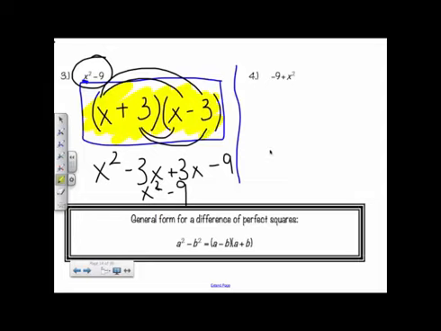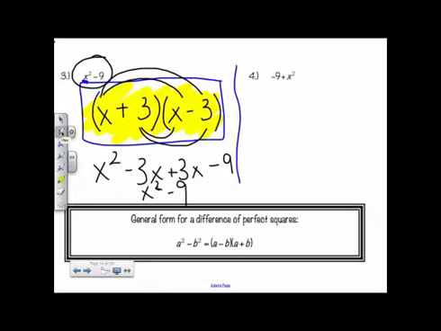Now, question number 4 is a little bit trickier because if you look at it, it's not really in this format where it's a squared minus b squared. It's really negative a squared plus b squared. So what I'm going to do is rewrite this in a different order so that I can see this a little bit better and be able to factor it.